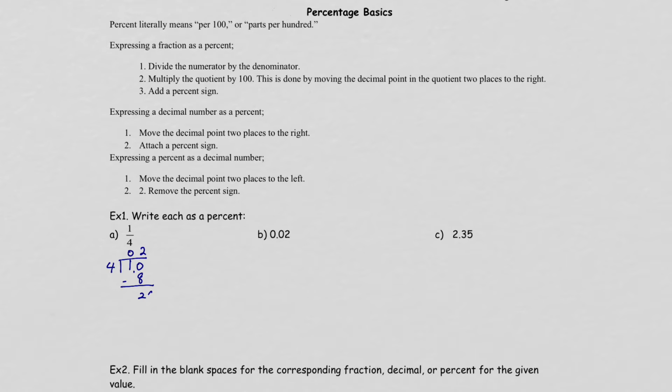And if you create another 0, because you can create as many zeros as you like after the decimal, 4 goes into 20 5 times. So converting 1 over 4 into decimal is going to be 0.25. Once you convert it into decimals, then you're going to multiply by 100. Or you can say moving the decimal 2 spaces to the right, making a bigger number. That will give you 25%.